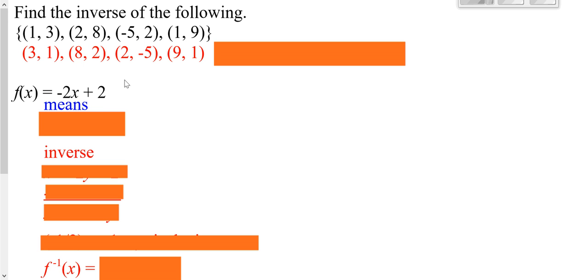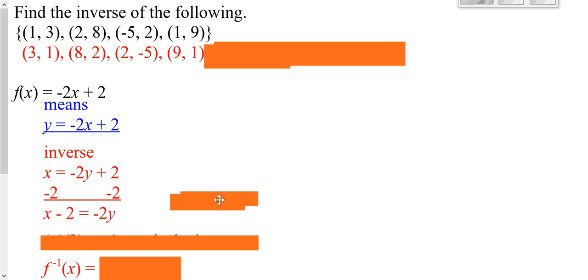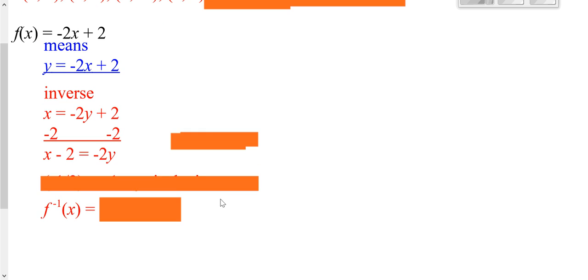If you're given a function, we know that f of x really means y. If we wanted to find our inverse, we'd have to go ahead and switch x and y. Then all we have to do is get y by itself. Well, to get y by itself, I go ahead and subtract 2, and I would get this. Then I would go ahead and divide by -2 or multiply by -1/2. Would not make a difference.